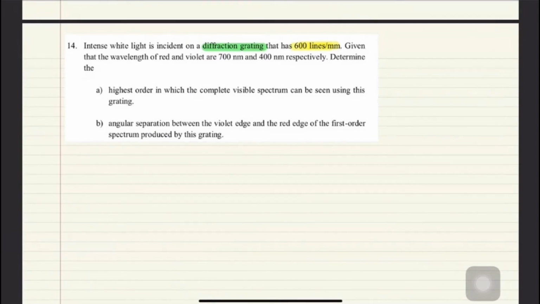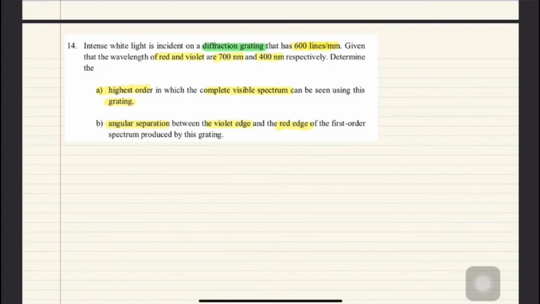Given that the wavelengths of red and violet are 700 and 400 nanometers respectively, determine the highest order of the complete visible spectrum that can be seen using this grating, and the angular separation between violet edge and red edge in the first order spectrum produced by this grating.